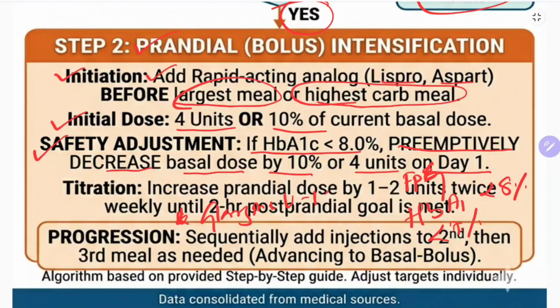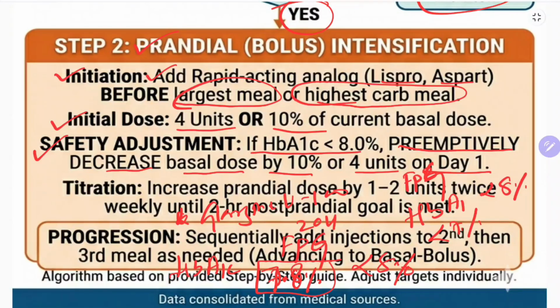Glargine unit 100, you have started, say, some 20 units, and the fasting plasma glucose is achieved, but HbA1c is not in the target, for example 7.8%. So here is the point: it is not in the target, but it is 7.8%. 7.8% is less than 8%.